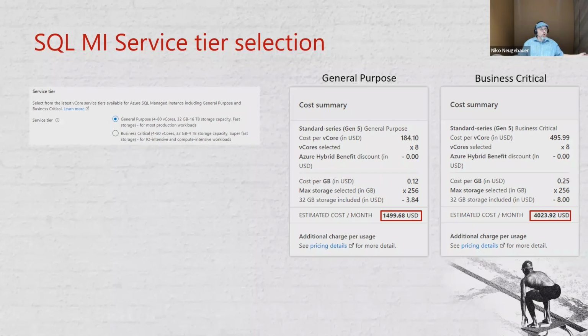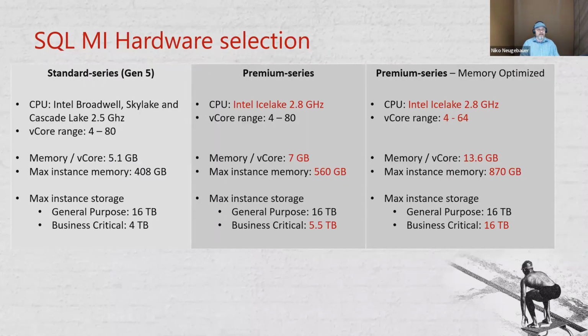So let's say you go and provision 16 terabytes on the business critical service tier. Under the hood, we provide you with 4 times 16, 64. Just to make you think and understand.